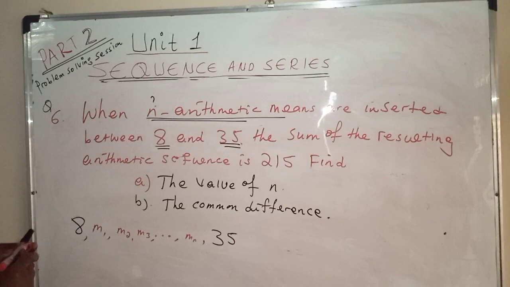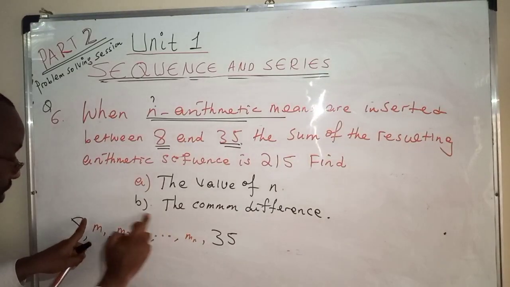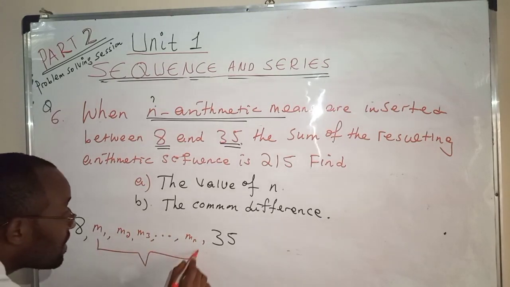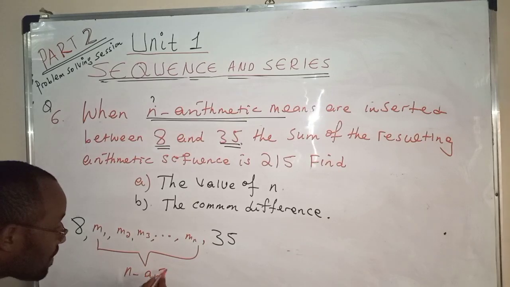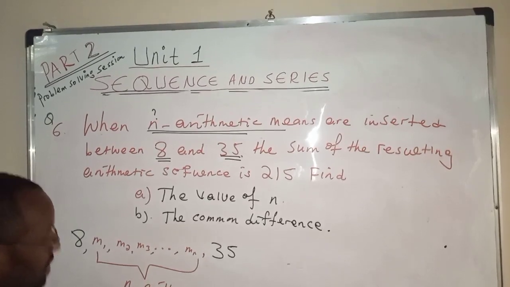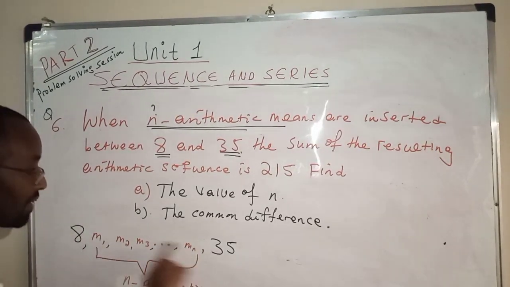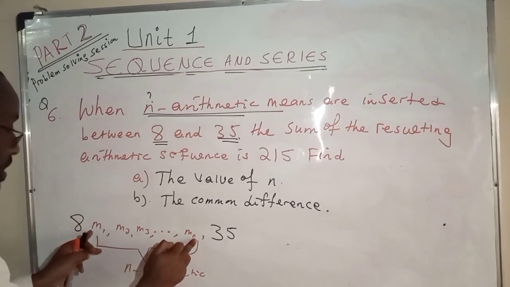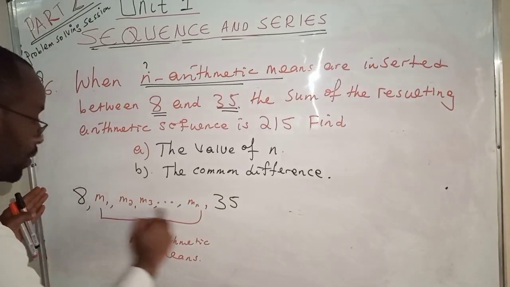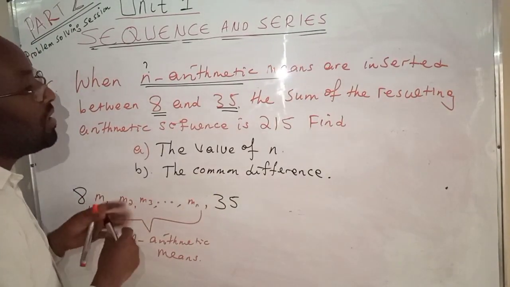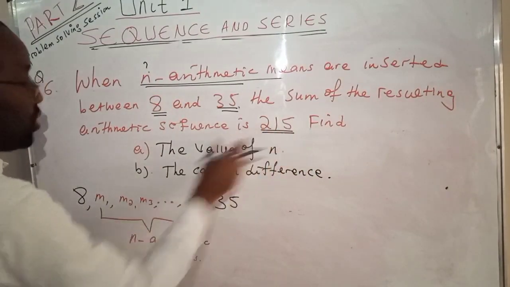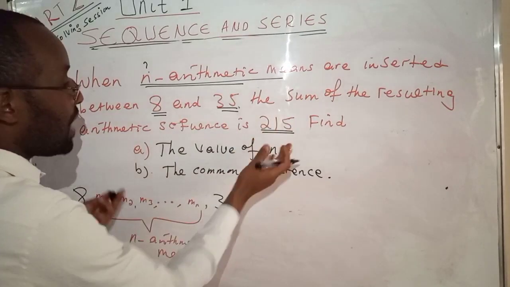mn. We don't know the number of these arithmetic means, n. Look at this. This is n arithmetic means inserted between the two numbers 8 and 35. Now the resulting arithmetic sequence, including these two numbers along with the means, when summed gives 215. The sum of the resulting sequence is 215.